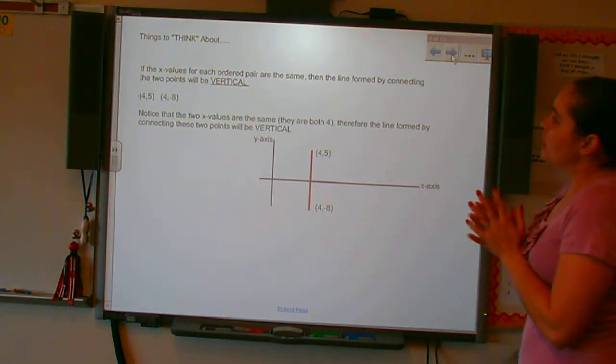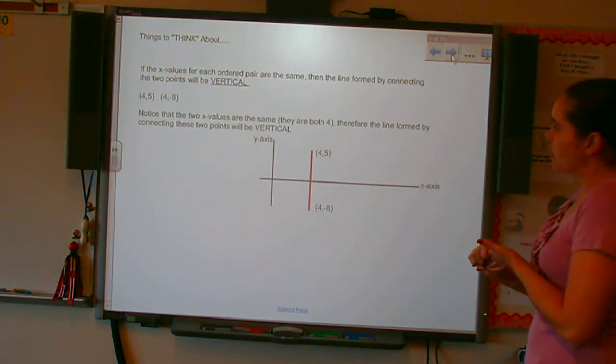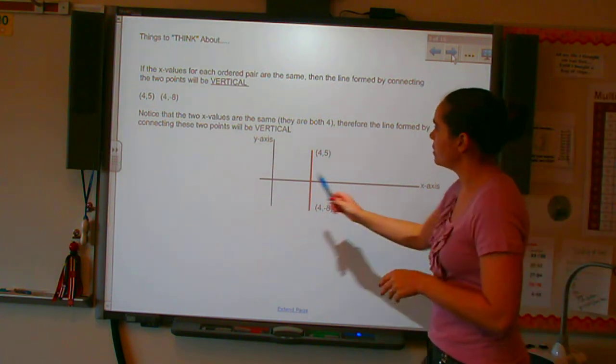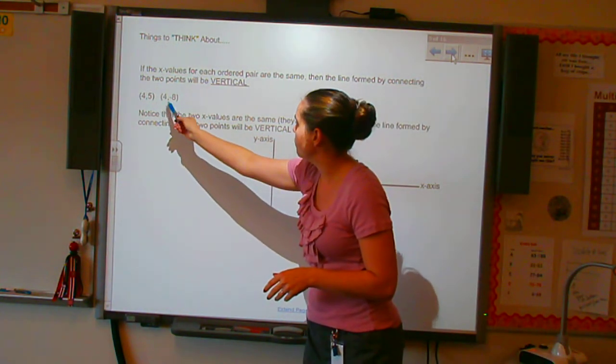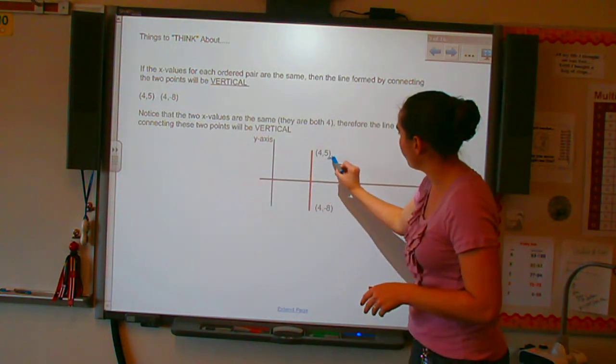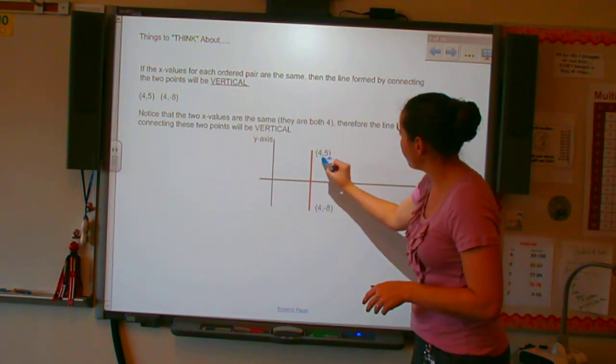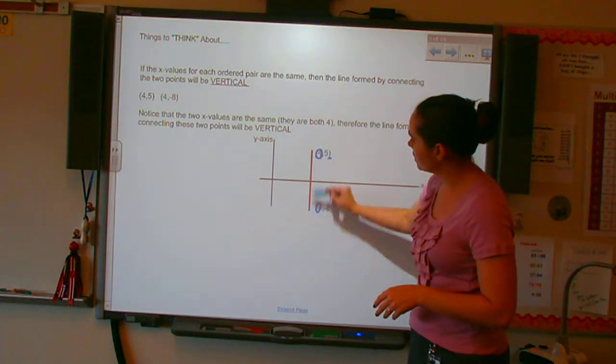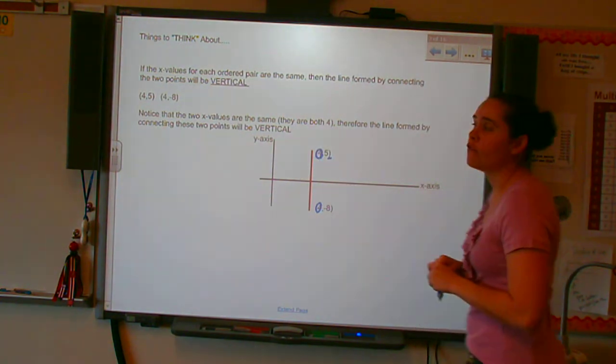If the x values for each ordered pair are the same, then the line formed by connecting the 2 points will be vertical. So notice we have 4, 5 and 4, -8. My 4s, which are my x values, are the same, and notice that the line formed is a vertical line.